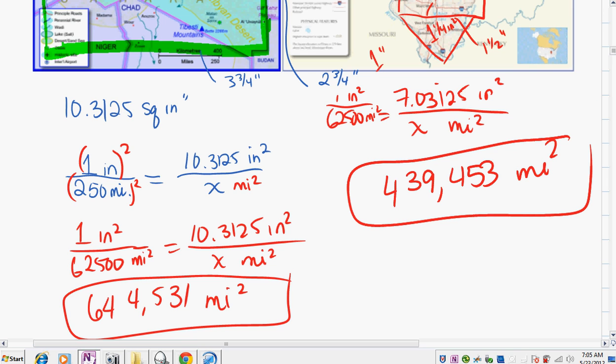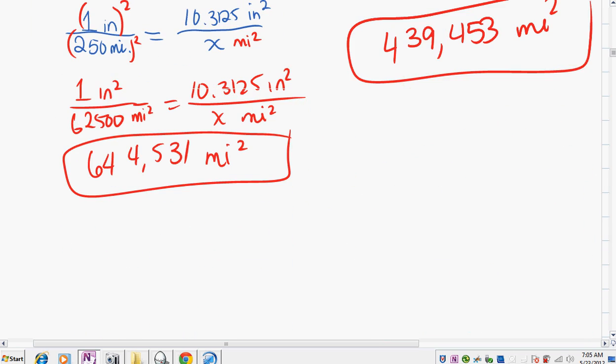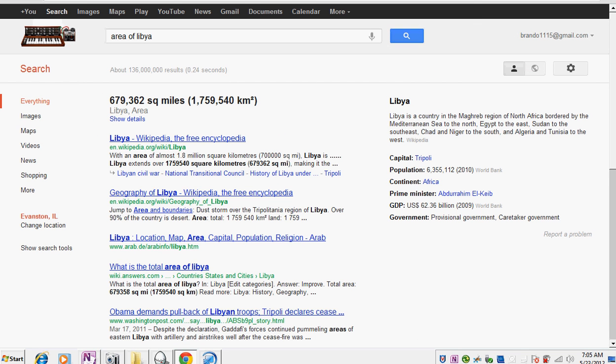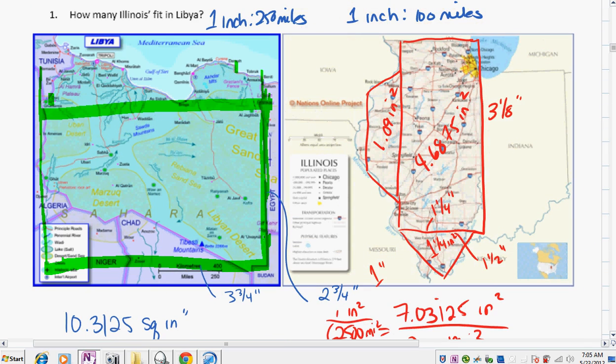Now the question is, well, what's the real answer, and where could I have error in my solution? So let's look for the real answer. Libya I thought was 644,000. It's actually 679,000, according to Google. So it seems like I was short some. Well, you might say, I cut out more than I added. That's a possibility in that method.